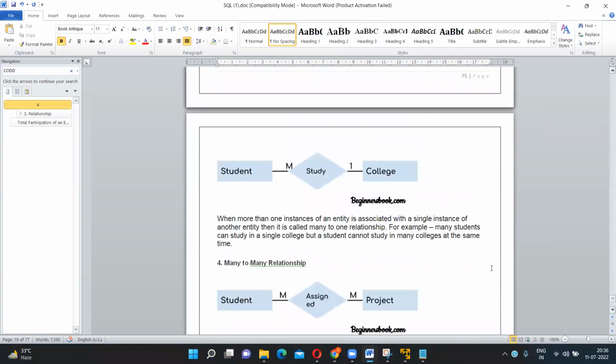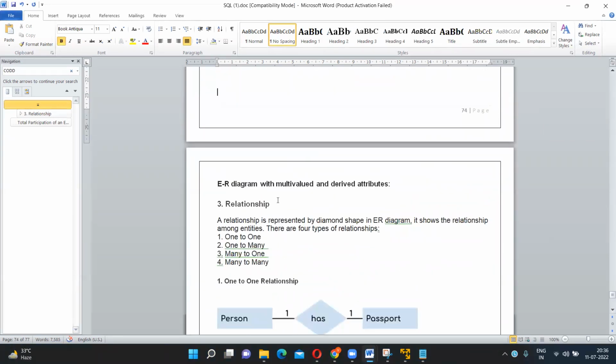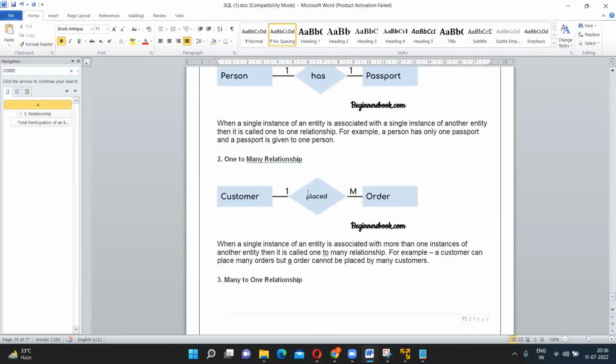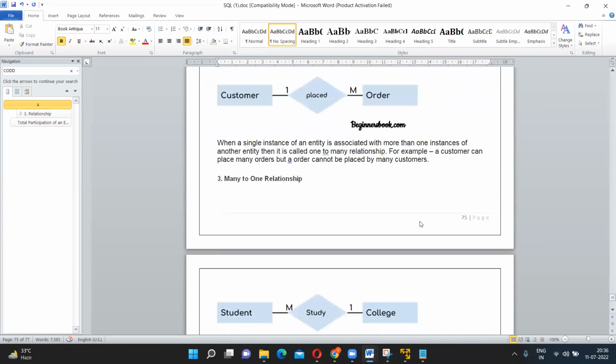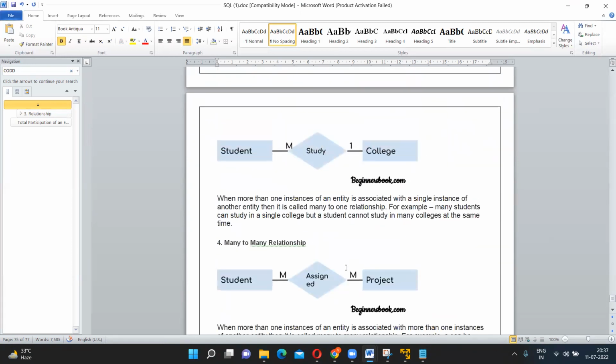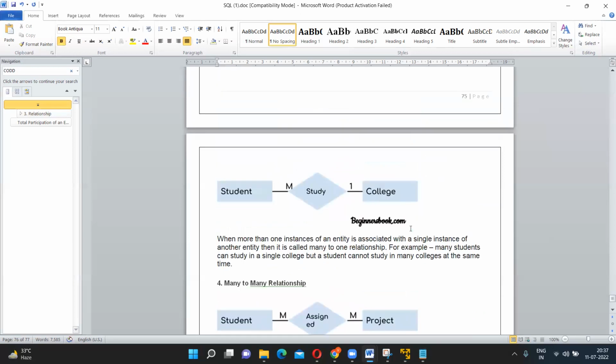Here I've executed these things. Yes, this is what I was telling. ER diagram. What happens? One-to-one relationship means a person can have only one passport. One-to-many means a customer can place multiple orders. Many-to-one means many students can join a particular college. And many-to-many means multiple students are assigned to multiple projects.